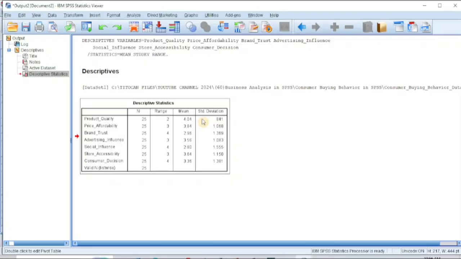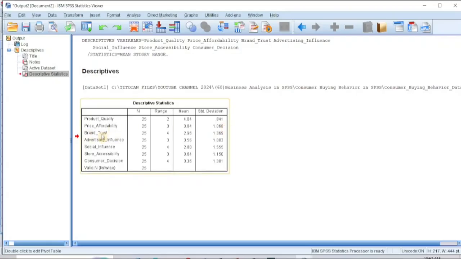Price affordability has a range of 3, which is a moderate rating, and a mean of 3.84, which is closer to 4 and is ranked high on the Likert scale, suggesting that most consumers find the pricing fair or accessible. The standard deviation is 1.068 and is slightly higher, implying some variability in perception, possibly due to differences in income level or product categories.